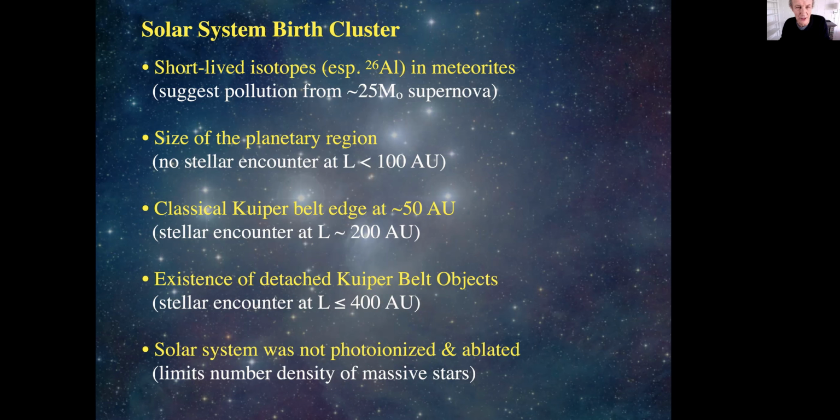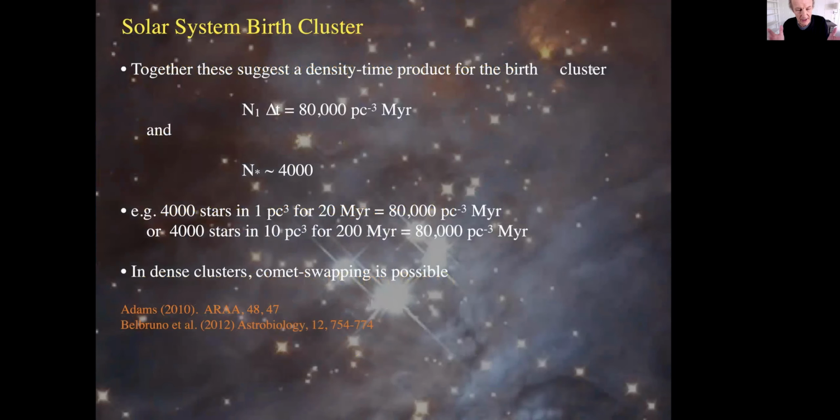So the point is we have various constraints from physical measurements of the solar system. Put all together, Fred Adams concluded that we can constrain the product of the density of stars, the number of stars per cubic parsec, and the amount of time that we were in that cluster. So n times delta T is like 80,000 stars per cubic parsec million years. And you have to have about 4,000 stars in order to have a reasonable probability of getting a massive star to produce the aluminum-26.